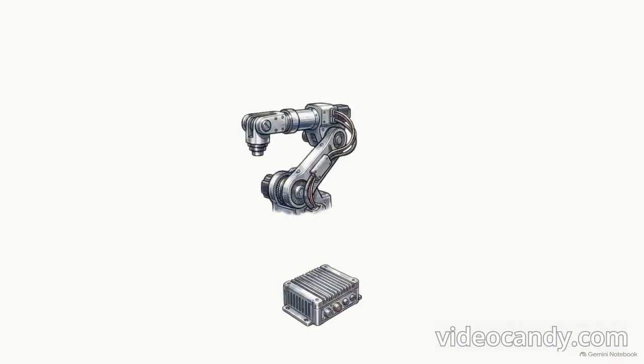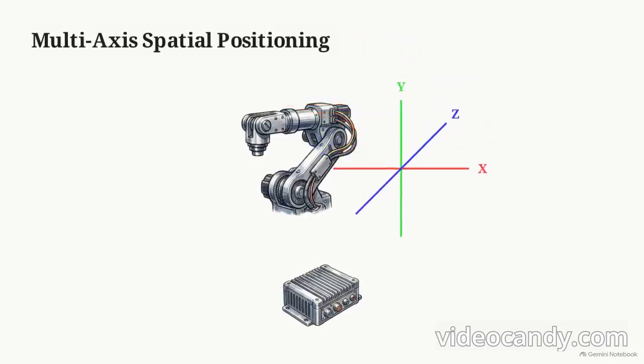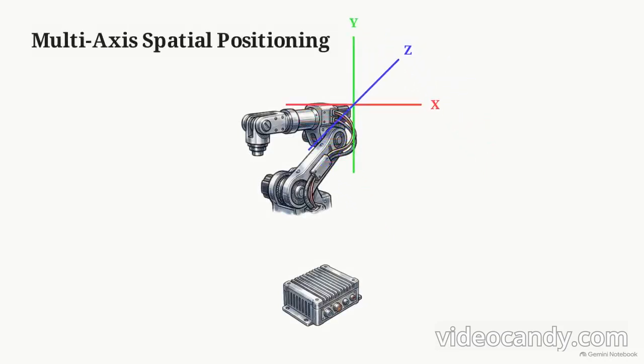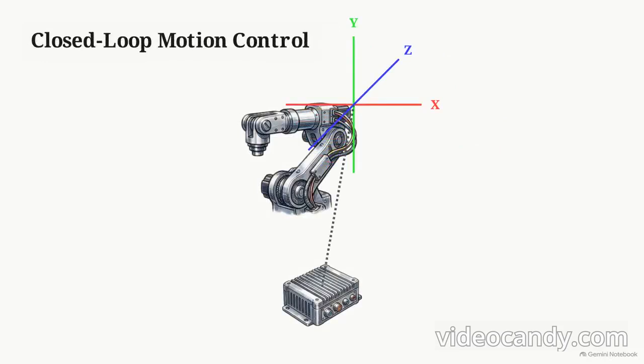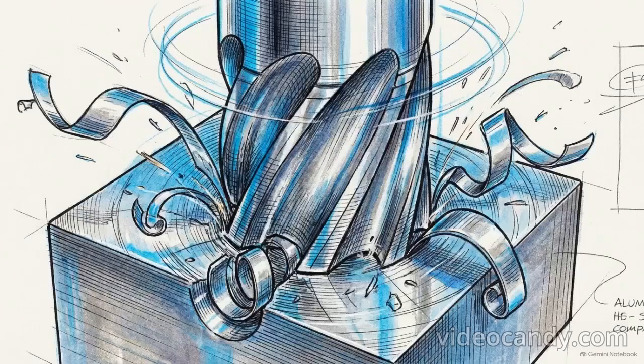Despite their completely different physical outcomes, both technologies are bound by the exact same constraints. They both require multi-axis spatial positioning and hyper-accurate, closed-loop motion control to function. Let's establish the baseline with the subtractive method. This is the process of removing material from a solid blank, usually metal or plastic, using high-speed rotating cutting tools.